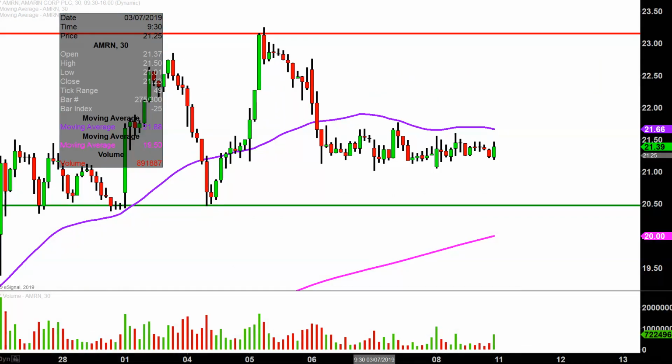Real quick, what do I mean by 30-minute, in case maybe you're new to charts? Instead of each one of these candlesticks representing one day's worth of price action, which is what you would normally see, each one represents 30 minutes. So while this may look like a few weeks' worth of time, it's actually just the past couple of days broken down into 30-minute time slices.